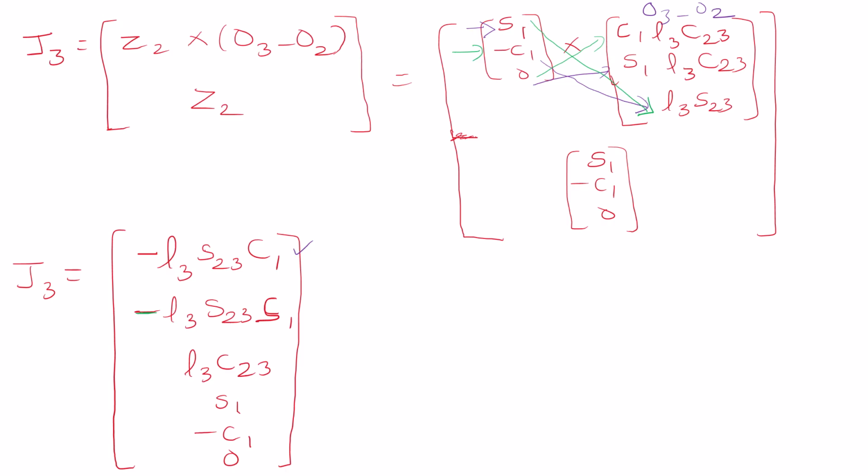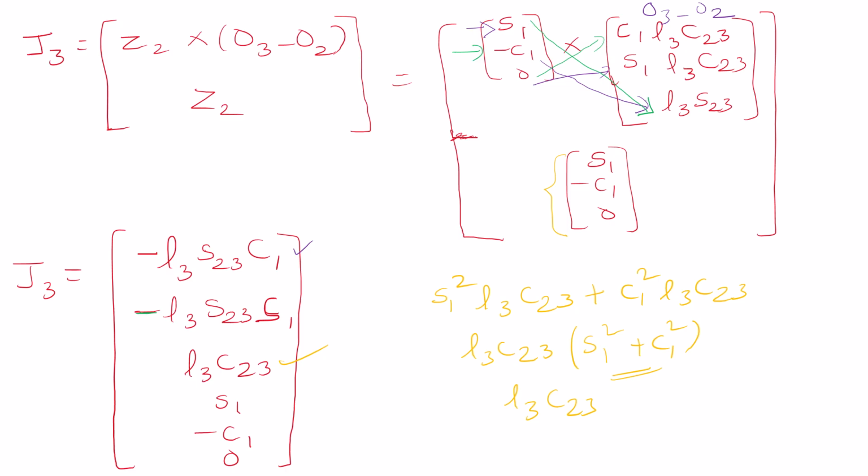To get the third element, you hide the last row. You get S1 squared L3C23 minus C1 into minus C1 L3C23, so minus of minus gives plus: plus C1 squared L3C23. Taking L3C23 common outside, you get S1 squared plus C1 squared, which is equal to 1. So simply the answer is L3C23. That is why the third element here is L3C23, followed by the angular Jacobian component, which is simply Z2: S1, minus C1, 0.